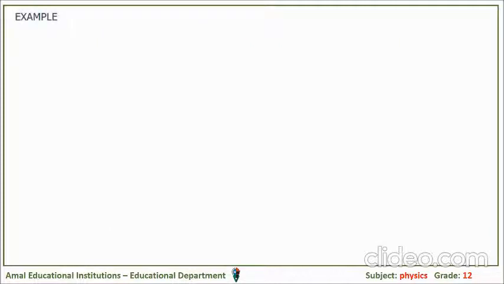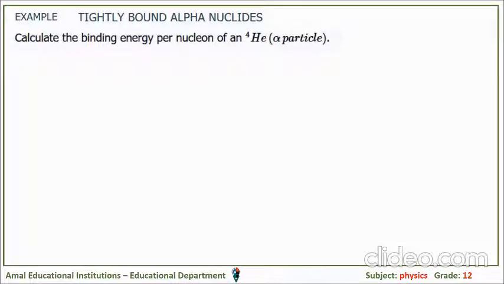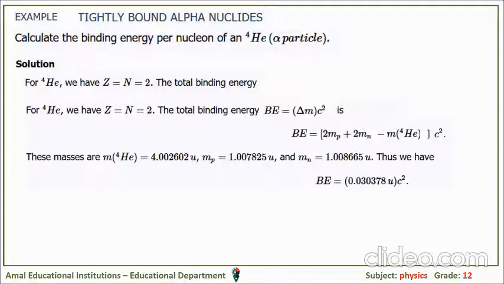Another example, tightly bound alpha nuclides. Calculate the binding energy per nucleon of helium He-4-2, the alpha particle. The solution for helium: we have Z equal to N. The total binding energy, as discussed, will be the mass defect times c squared. It will be as such.